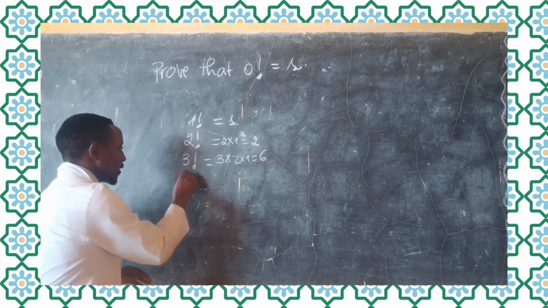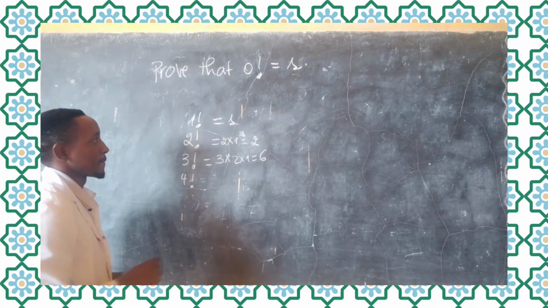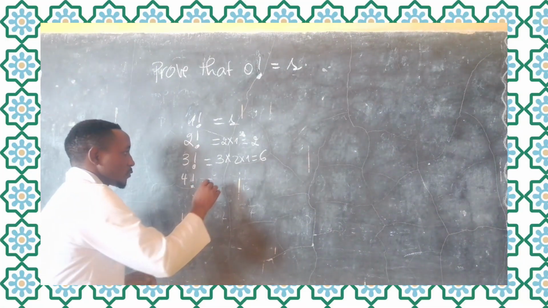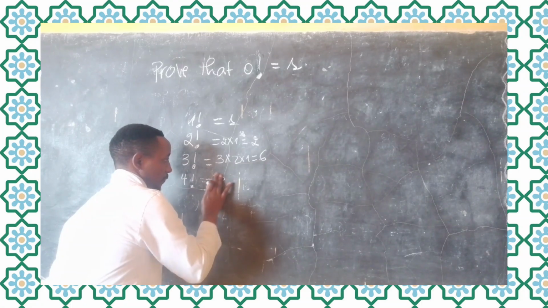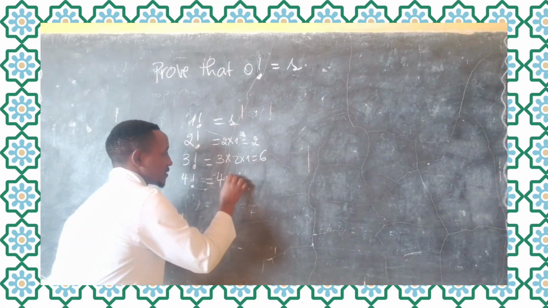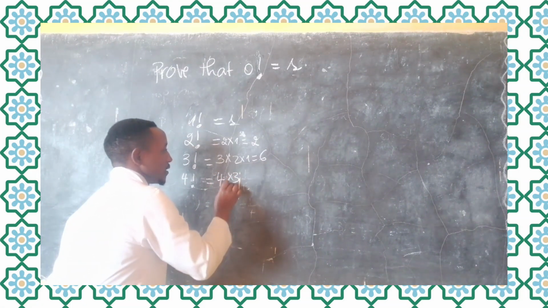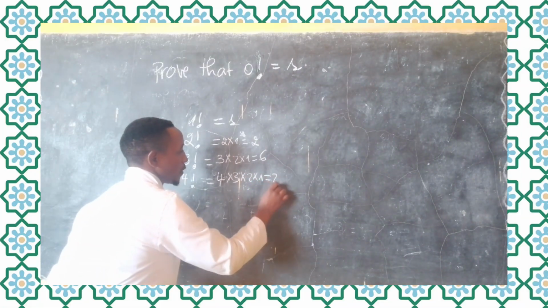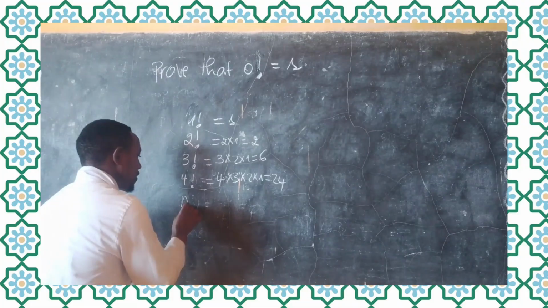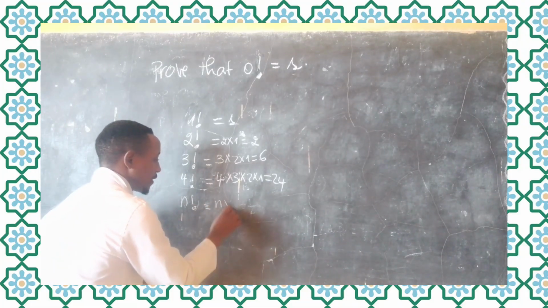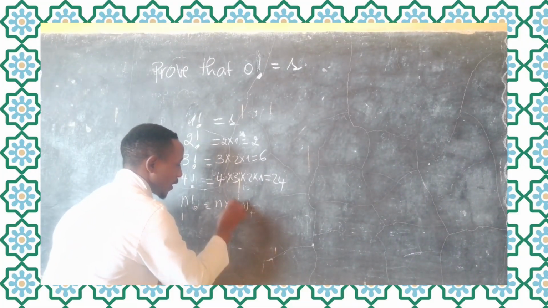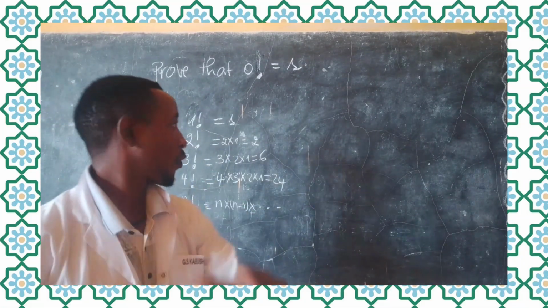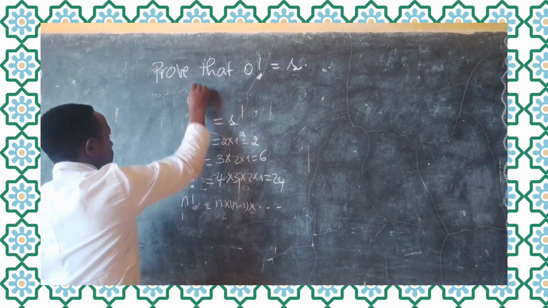So 4 factorial is equal to what? The 4 factorial is equal to 4 times 3 times 2 times 1. This is equal to 24. So n factorial is equal to n times n minus 1 times, and so on. So when you need to find the 0 factorial, it is located here.